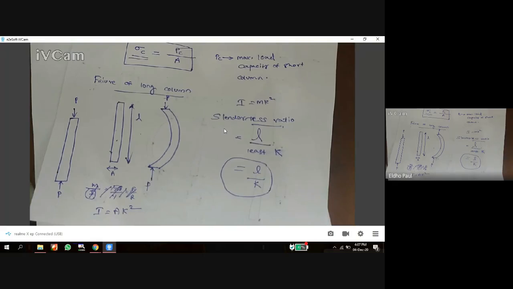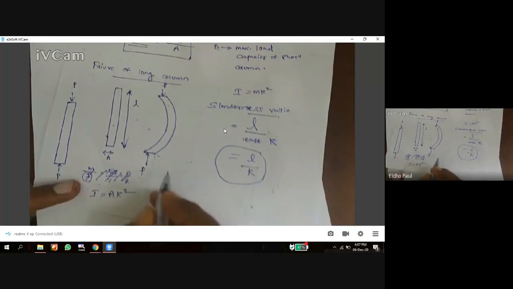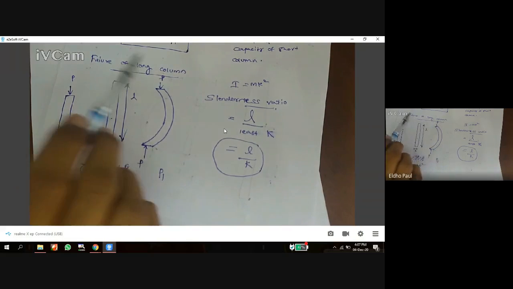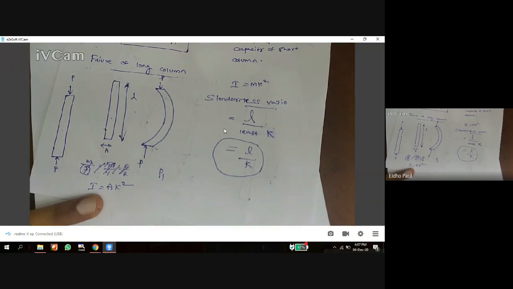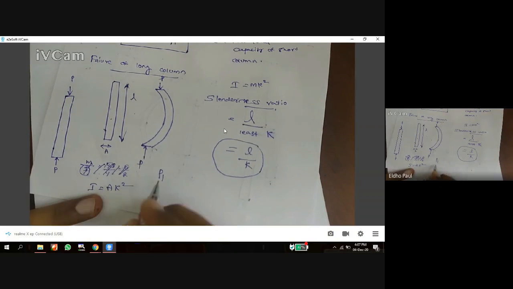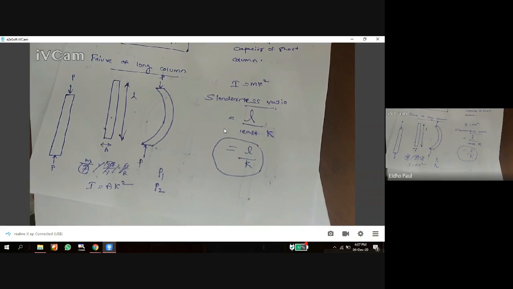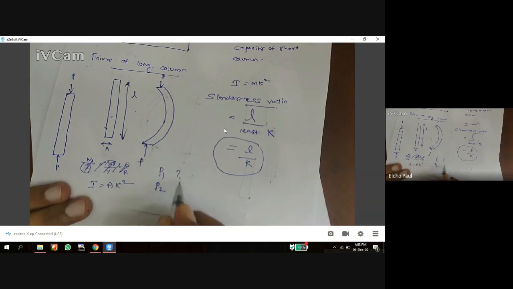In this long column, the crushing load is P1. Crushing load is equal to P1. That means the long column fails by crushing at a load of P1. Actually the mode of failure for a long column is buckling, but when we apply P1 load, this column fails by crushing, and the same column fails by buckling at a load of P2. When I apply load P2, this column fails by buckling. Then my question is which one is greater, P1 or P2?